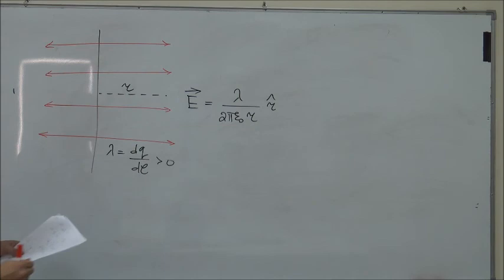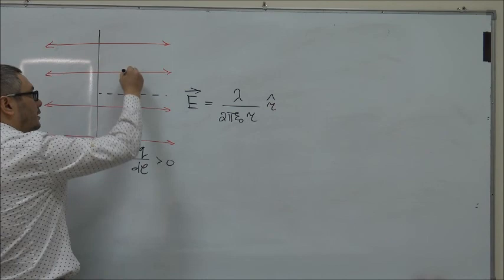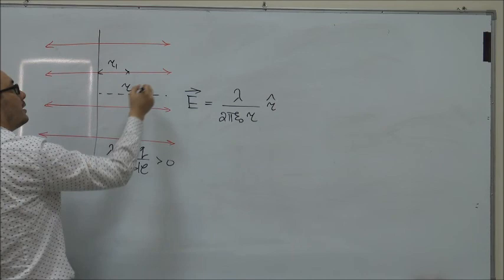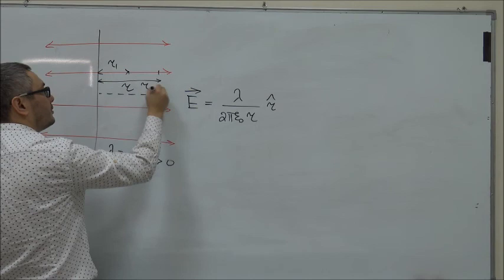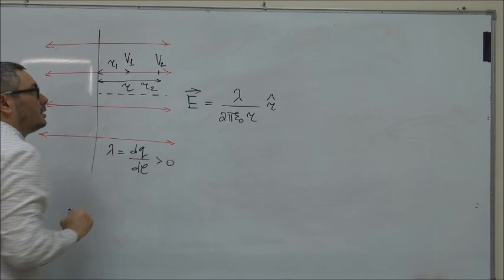So, given that, we need to find out in this problem what is the electric potential difference between two points which are at the distance r1 and r2. So r1 and r2. What is the potential difference between these two points? So let's say that the potential here is v1 and here it's v2. So we're looking for delta v, which is v2 minus v1.